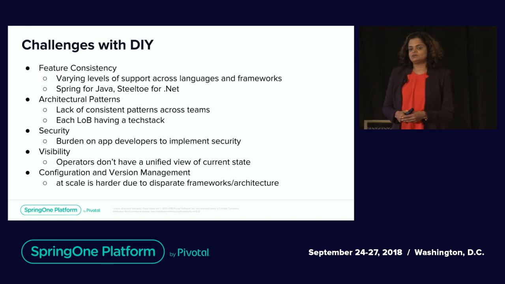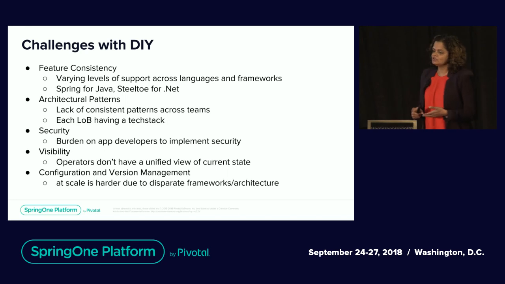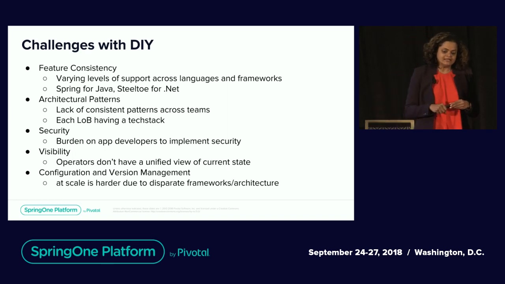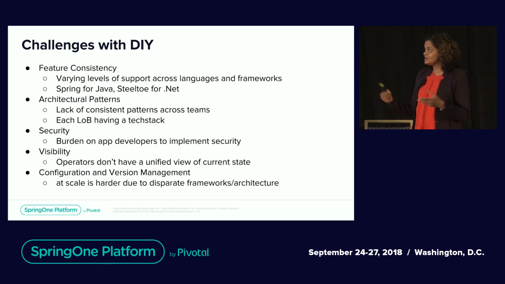So the challenges that come with this are basically around feature consistency. How do you know that you're going to get the same capabilities across all frameworks? You might have really rich capabilities through Spring. I was just at the talk that was around Spring and Istio and comparing the two. So there's rich capabilities in some frameworks, but what about other frameworks? In addition, if every team is doing their own thing, how do you lay out architectural patterns across the board? And you end up with every line of business having their own tech stack, and as an operator, you have to kind of understand that.